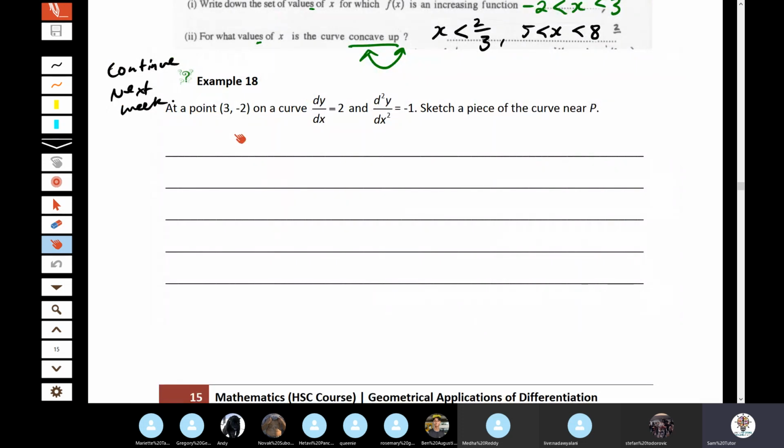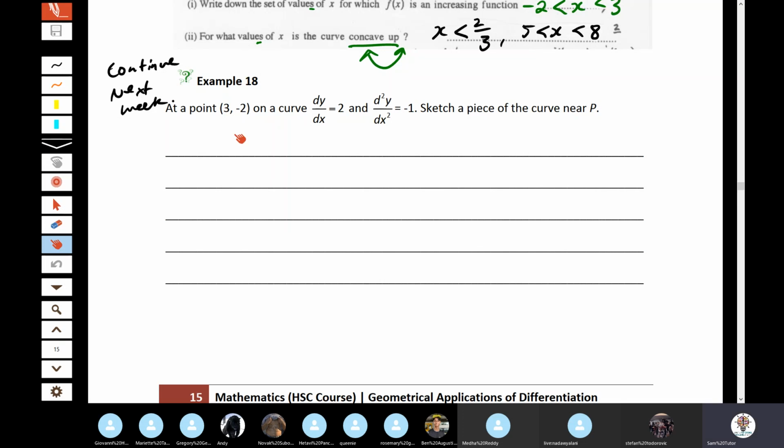Example 18. I've said at a point (3, -2) on a curve, dy/dx is equal to 2, and then d²y/dx², which obviously means y double dash, is equal to -1. Sketch a piece of the curve near P. So what does it actually mean for dy/dx to equal 2? Don't look at the number so much, think of what we looked at last week. So what does dy/dx equal to 2 mean to you?